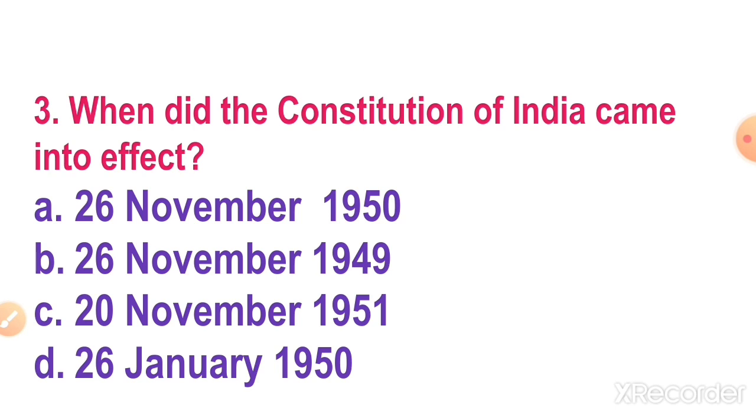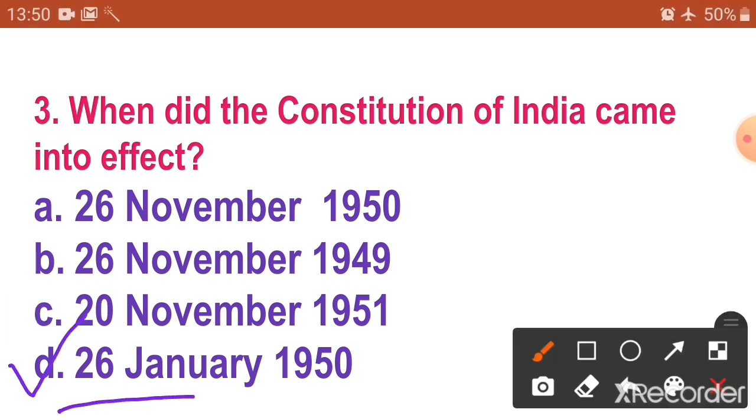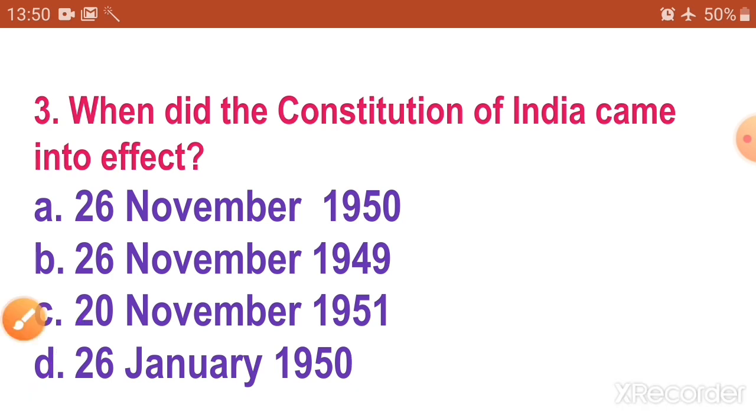See here, 4 options are given. A is 26 November 1950. B is 26 November 1949, C is 20 November 1951, and D is 26 January 1950. What is the correct answer? Yes, it is option D, 26th January 1950. And so we celebrate 26th January as the Republic Day.